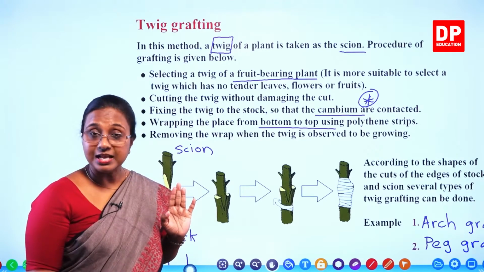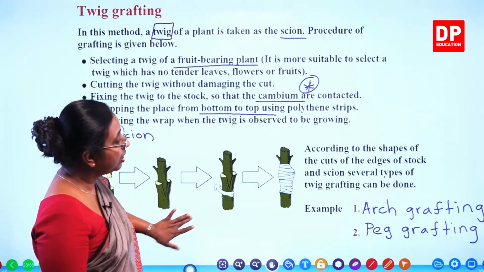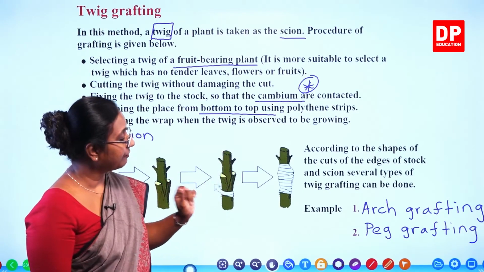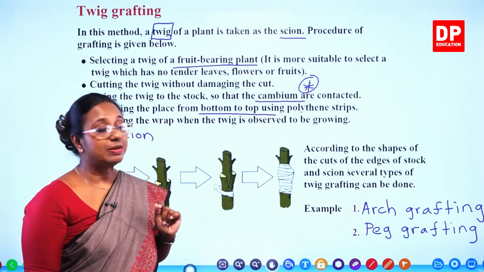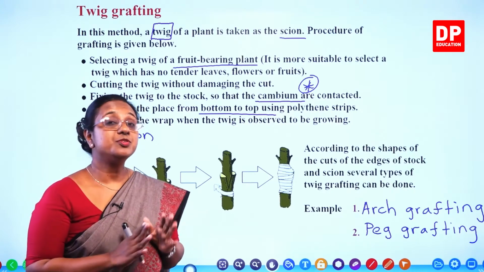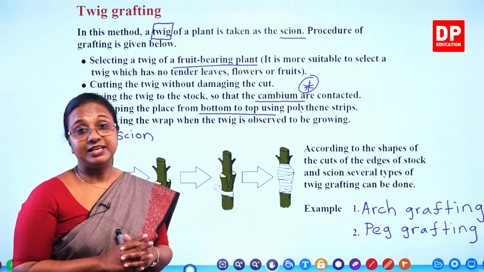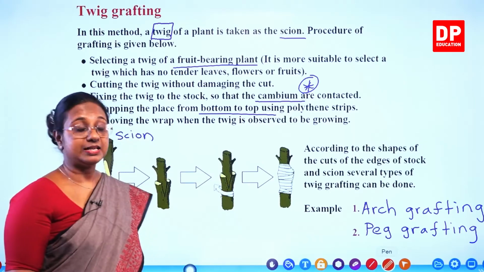These are the things that you need to remember. We also saw that there are two methods of twig grafting based on how the cuts are made, arch grafting or peg grafting. I am sure you all can understand that technique now. With that, students, I am going to move on to the next slide.